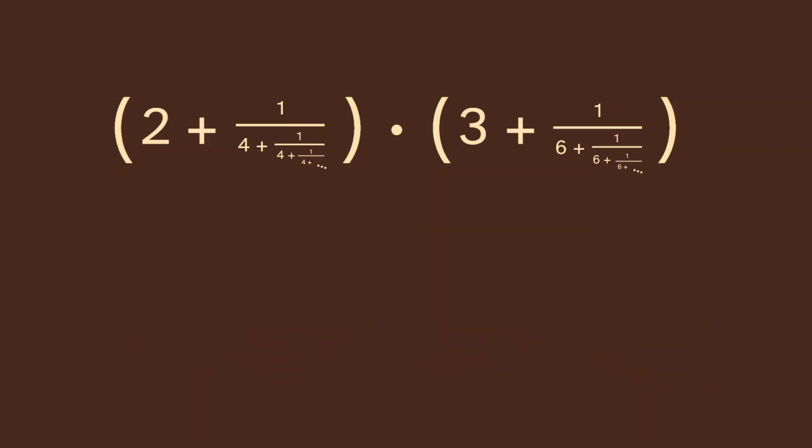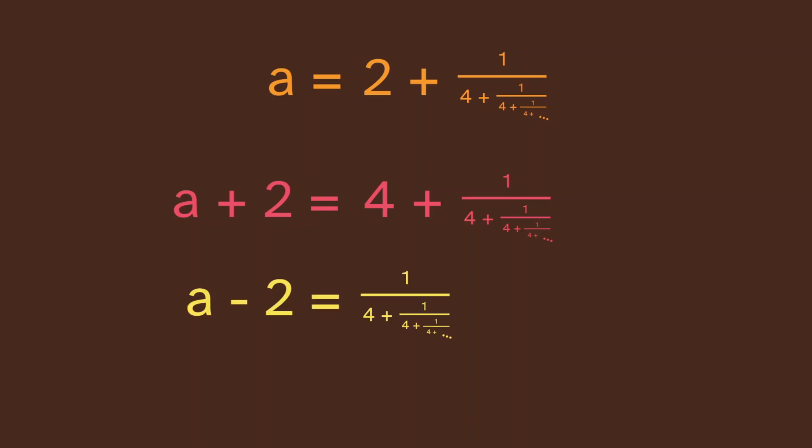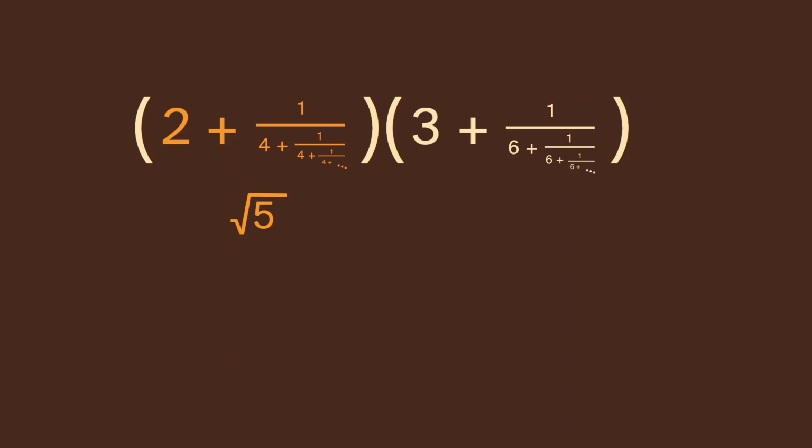Maybe instead we could look at the terms one by one. So we'll call the term on the left a, and then we'll notice that a plus 2 is the denominator of a minus 2. So we can just replace that with a plus 2. And then if we do a little algebra, we find that a equals root 5. So the left side is just root 5.